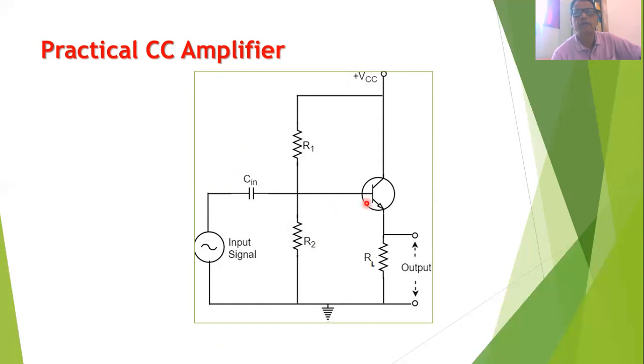You will find that the collector terminal is directly connected to the positive VCC. Resistances R1 and R2 are used for proper biasing of the base terminal. Input signal is applied through the capacitor to the base terminal. To the emitter, we have connected a load resistance RL across which we can obtain the output. So the working is similar.